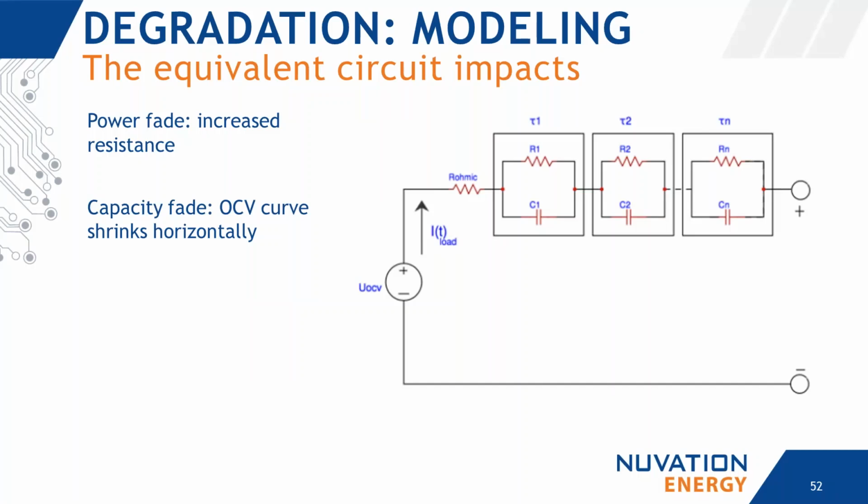So first of all, looking at just a circuit diagram, how do we represent power fade? It's basically an increase in one or more of these resistances. So as the resistances go up, you have current flowing in here, there'll be more voltage drop across these resistors, more thermal energy dissipated there, and you won't have as large of a terminal voltage as you're discharging. And then capacity fade, that actually affects the curve that's used to model that internal voltage source. So that curve will actually shrink.